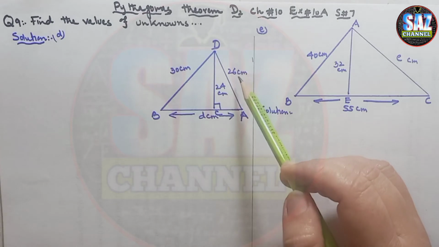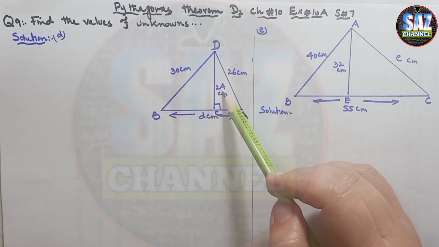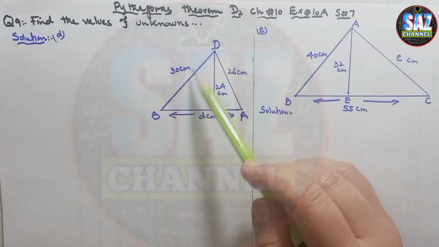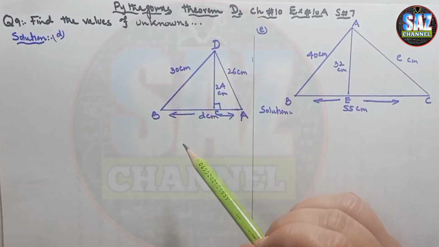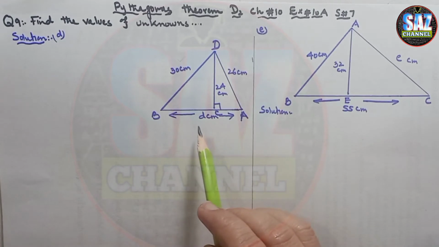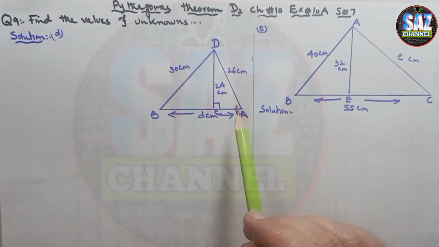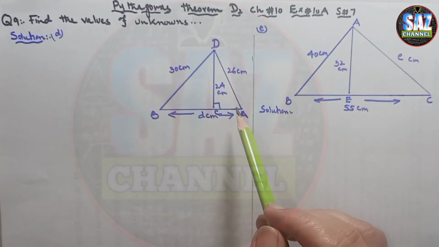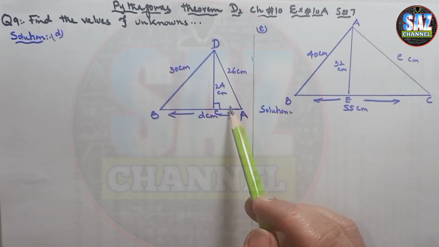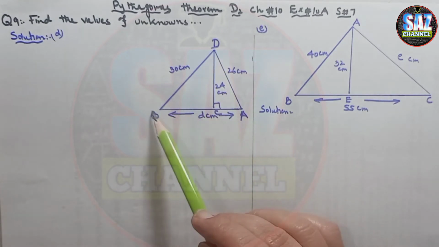Okay, one of the lengths is 26 centimeter and this height is 24 centimeter. The total base is d centimeter and this side is 30 centimeter. Now, the requirement of the question is d, which is the total base of this outer big triangle. If we look at the diagram, it actually consists of two right triangles. One is DCA triangle and another is DCB triangle.